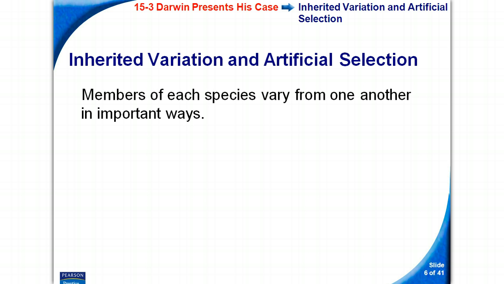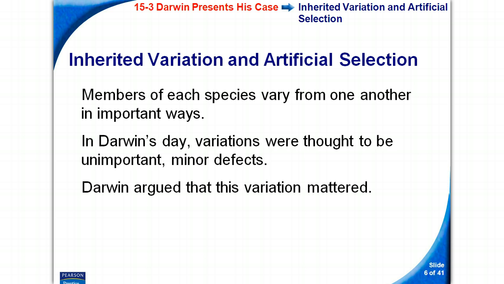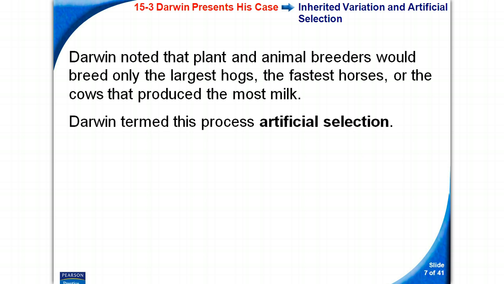Inherited variation and artificial selection. Members of each species vary from one another in important ways. In Darwin's day, variations were thought to be unimportant, minor defects. Darwin argued that this variation mattered. Darwin noted that plant and animal breeders would breed only the largest hogs, the fastest horses, or the cows that produce the most milk. Darwin termed this process artificial selection.